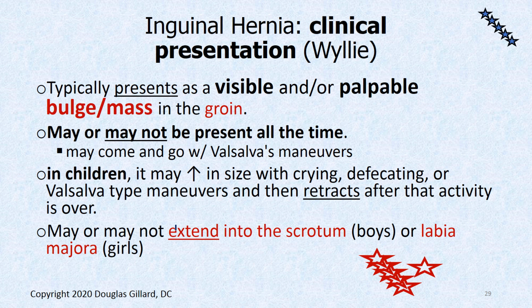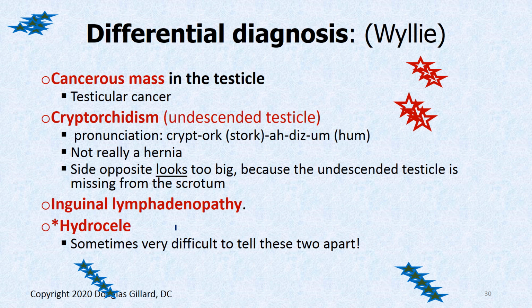The hernia may or may not extend into the scrotum in boys. In girls, it extends into the labia majora. They don't have scrotums, but their inguinal canal leads to the labia majora.